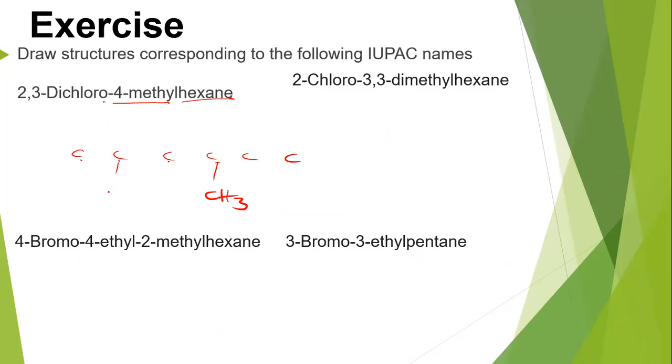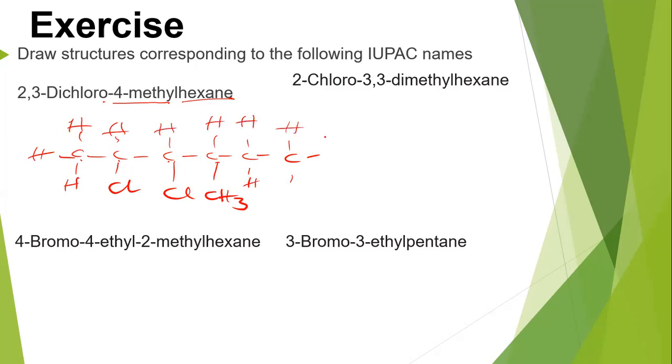So on position 2, there's a chlorine group. On position 3, there's a chlorine group. Now carbon forms 4 bonds, so let's give each carbon 4 bonds. Now where there are no substituents already, what do we do? We add a hydrogen. So I'll have hydrogen here, hydrogen here, and so on, for all the remaining bonds.